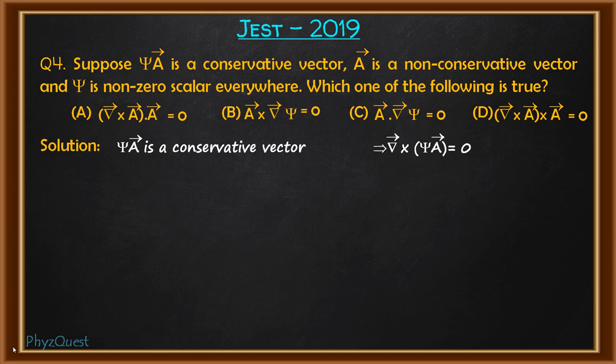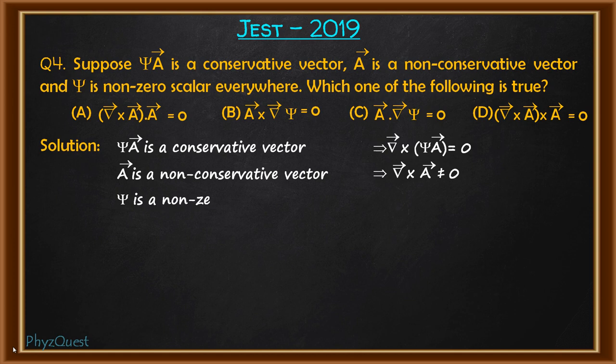Now it is also given that A is a non-conservative vector. That implies del cross A is not equal to 0. And also it is given that ψ is a non-zero scalar, which implies ψ is not equal to 0. So these are the three pieces of information we are given. Now using these three pieces of information or relationships, we have to find out, of the four given options, which relationship is true.